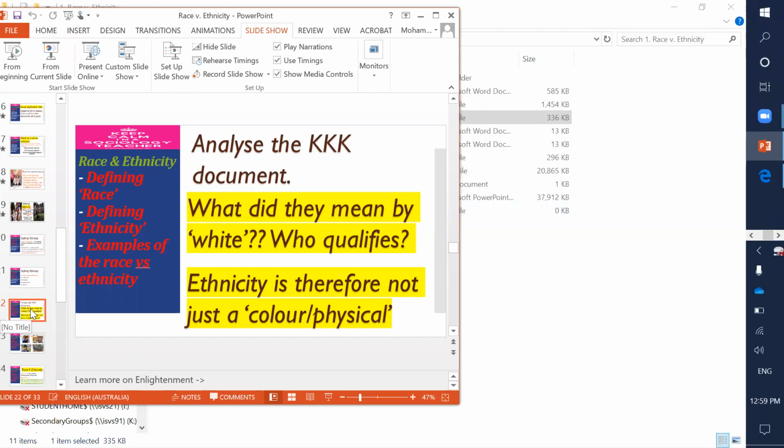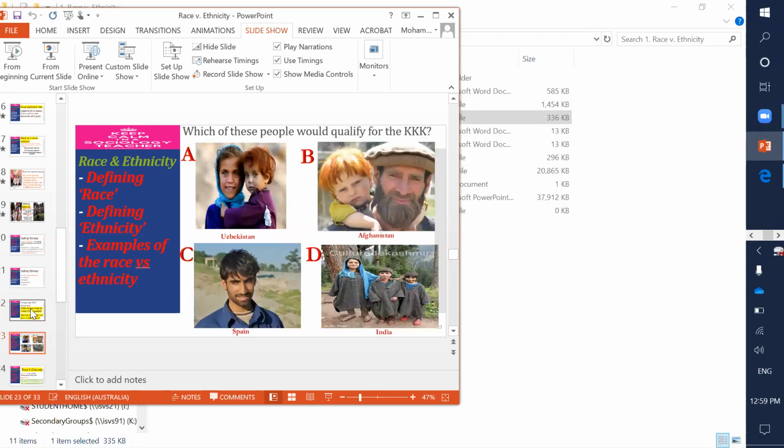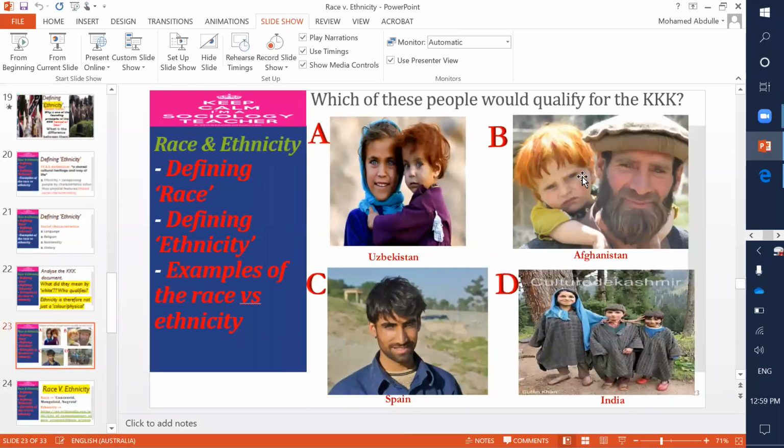But they use all these social characteristics. They talk about religion and all these other factors. So the KKK itself is actually a particular specific ethnicity, which is a white Protestant European, Northern European ethnicity, basically. So that's the document, but the document isn't here. So, for example, which of these people that we're looking at would be able to join the KKK? None of them, actually, because none of them would fit the criteria.